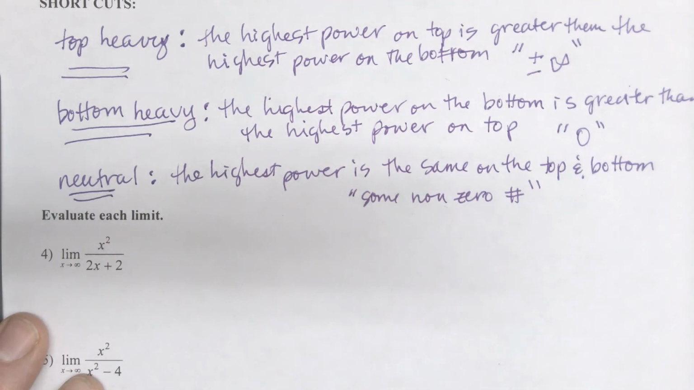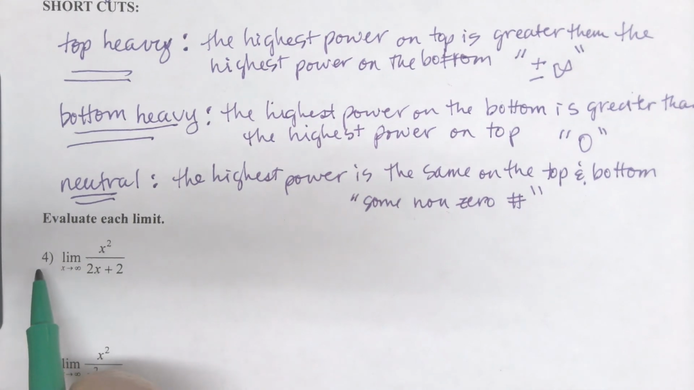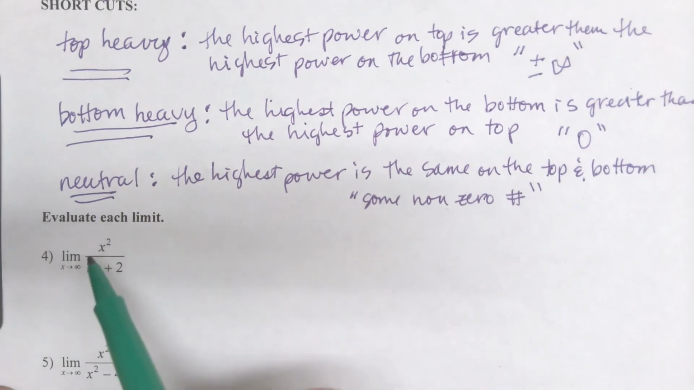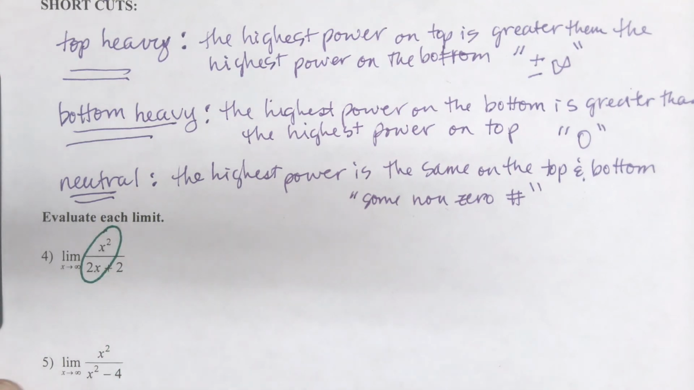Here's how it works, and here's why it works. We're going to run through a few examples. So top heavy. Number 4 is an example of top heavy. The highest power on top, actually it's the only power on top, is higher than the highest power on the bottom. I really only care about the lead terms when I'm approaching infinity. The lead terms are the highest power on the top and the highest power on the bottom. Because when I'm putting in a number that is so enormously large, pretty soon nothing else matters. The highest powers are going to take over.